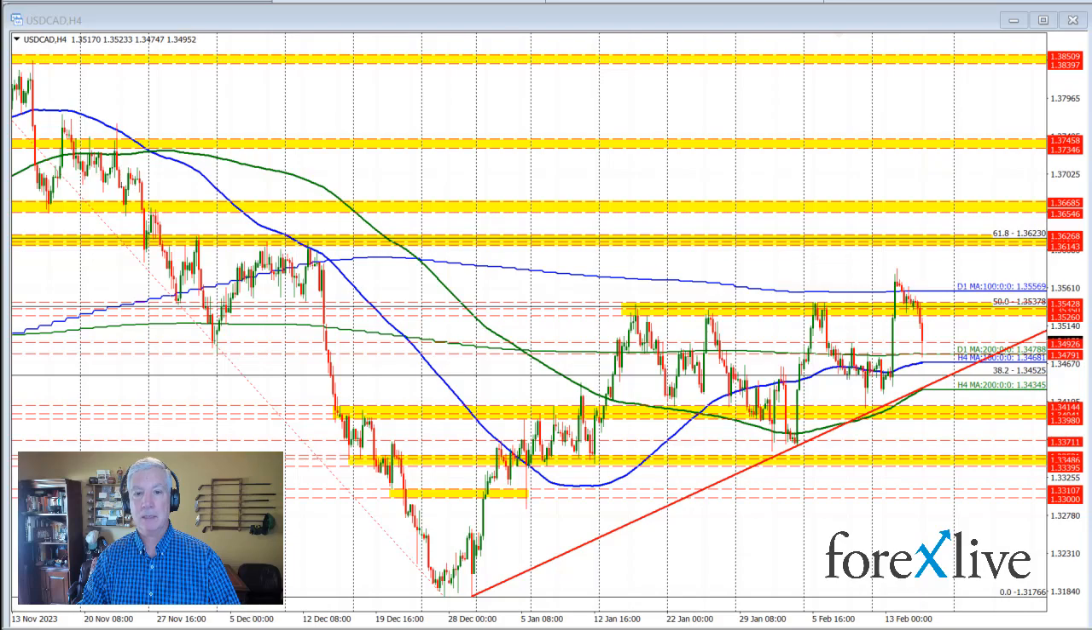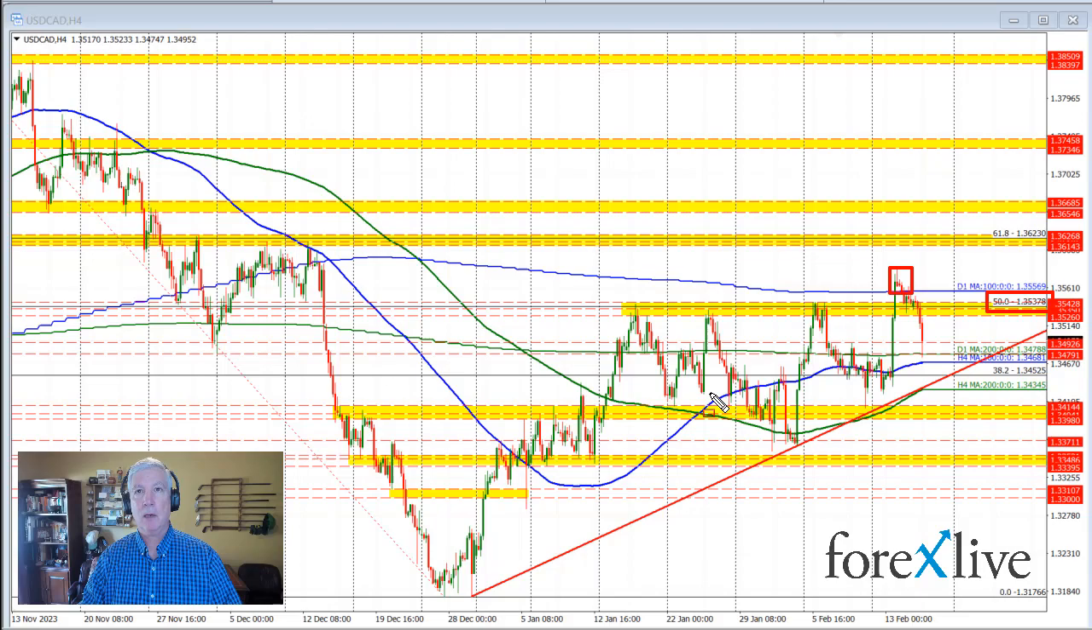Also of note is that the price failed above its 100-day moving average. That's the blue line in this chart. That was the first break above the 100-day moving average since going back to this point right here near mid-December. So, failure above the 100-day moving average.